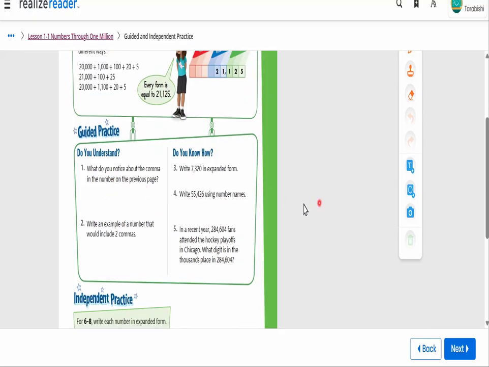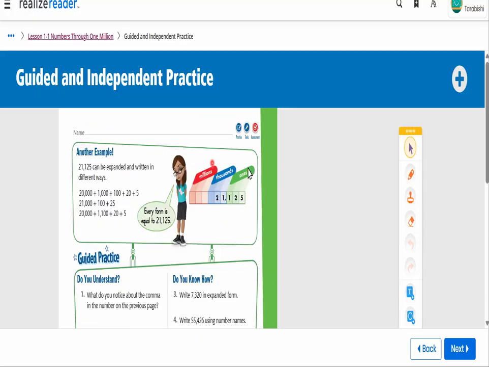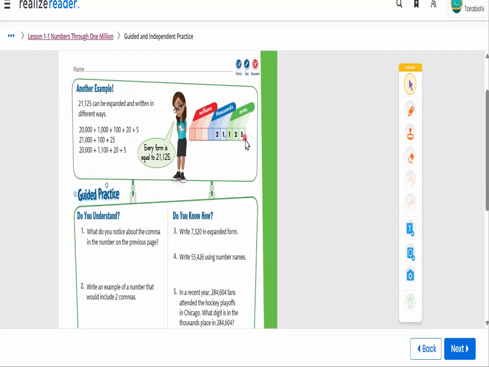Down here for the guided practice, it says, do you understand? What do you notice about the comma in the number on the previous page? Now, when it's talking about the previous page, it's talking about page 6. And you'll notice that there is a comma between every period. Right after the ones, there will be a comma. Then after the thousands, there will be a comma.